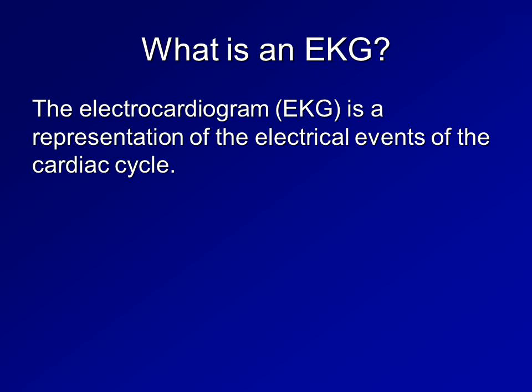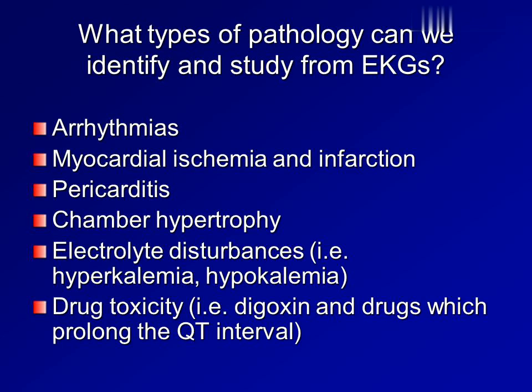What is an EKG? The electrocardiogram, EKG, is a representation of the electrical events of the cardiac cycle. What types of pathology can we identify and study from EKGs? Arrhythmias. Myocardial ischemia and infarction.